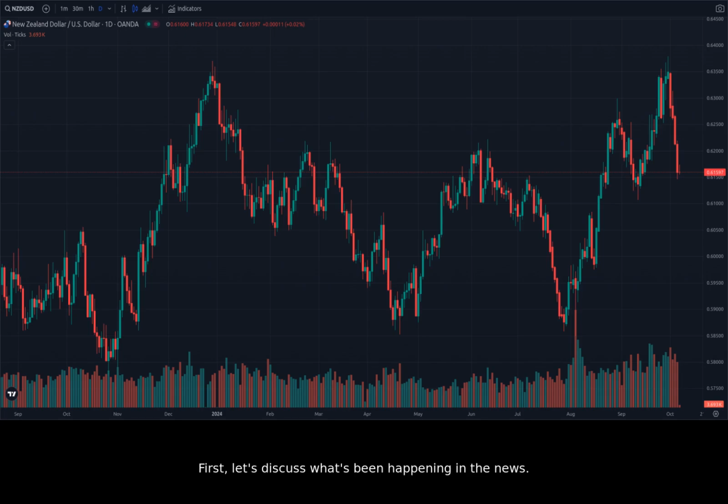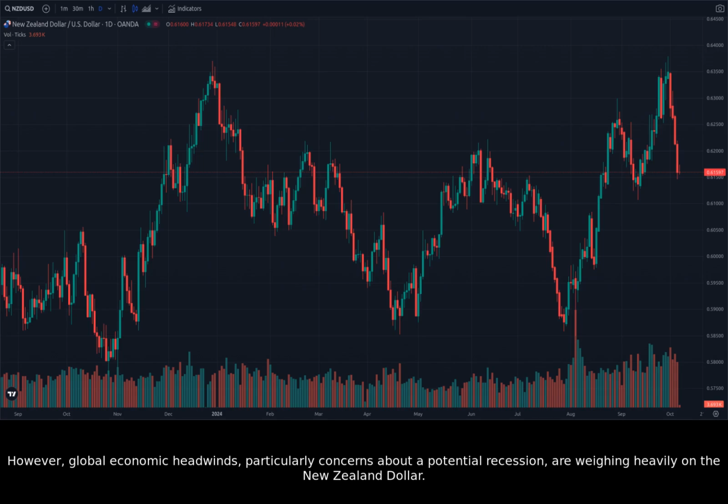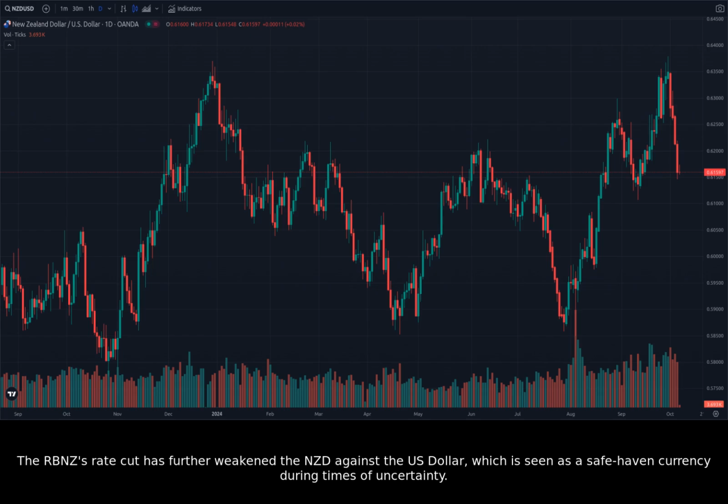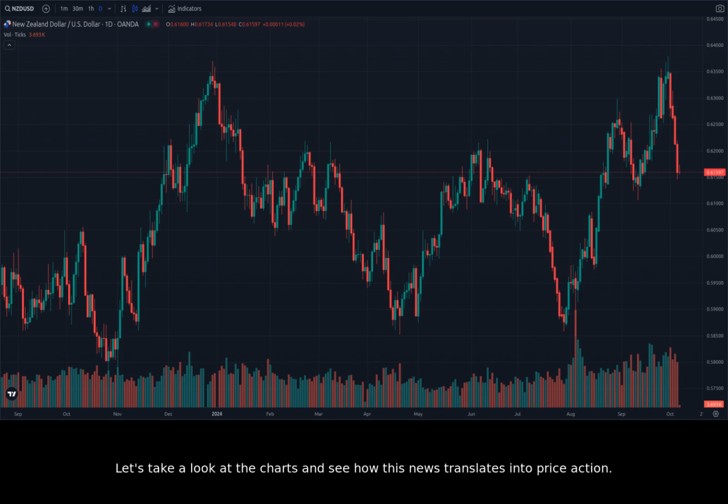First, let's discuss what's been happening in the news. The Reserve Bank of New Zealand, RBNZ, recently cut interest rates in an attempt to stimulate the economy. However, global economic headwinds, particularly concerns about a potential recession, are weighing heavily on the New Zealand dollar. The RBNZ's rate cut has further weakened the NZD against the US dollar, which is seen as a safe haven currency during times of uncertainty. Let's take a look at the charts and see how this news translates into price action.